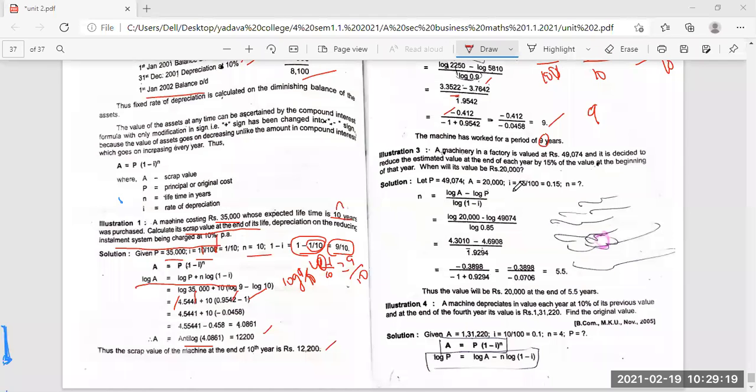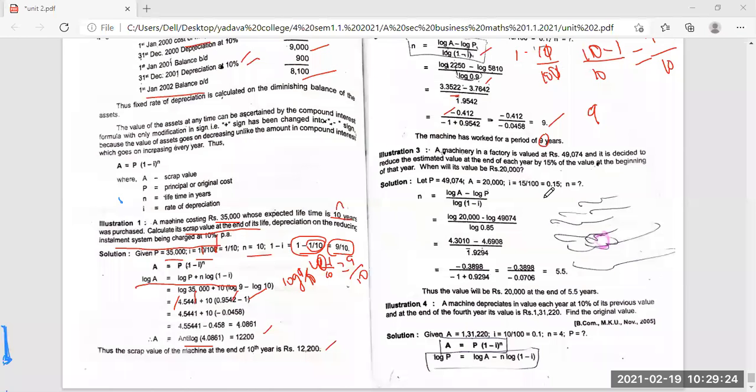So 49,074, A is 20,000, I is 15%. That is 15 divided by 100, converted into 0.15. N we have to find. The same formula we have to apply. And the log A is 20, log B is 49,000. Then 1 minus I is 1 minus 15 by 100.